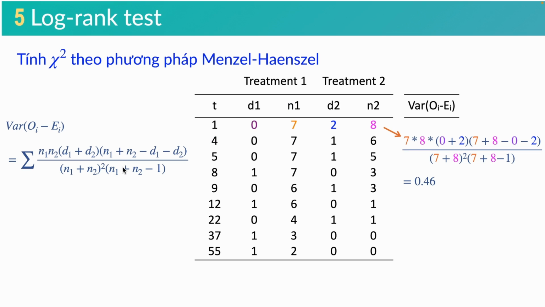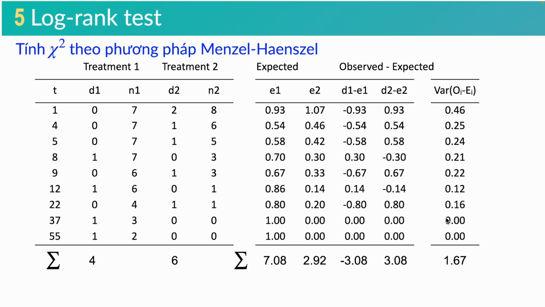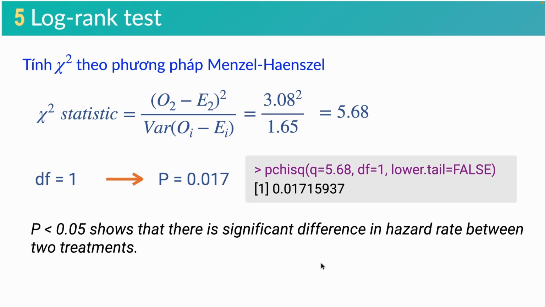This is the equation to calculate the sum variance of the observed minus expected. Firstly, we need to calculate the variance at each time point, as in this example, and then we sum them up. These are all the values of variance at each time point. After we have all these values, we can sum them up and have the total variance. This is the sum of variance, and we also have the sum of the values we have calculated before.